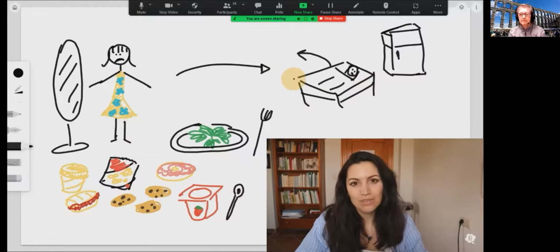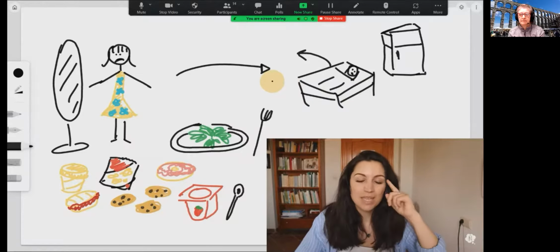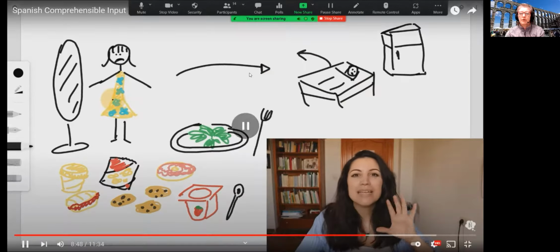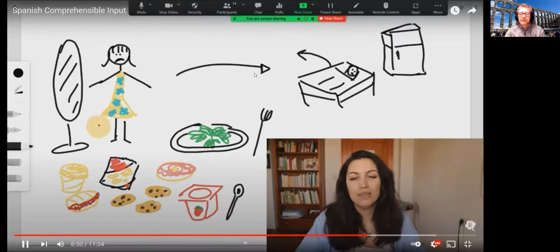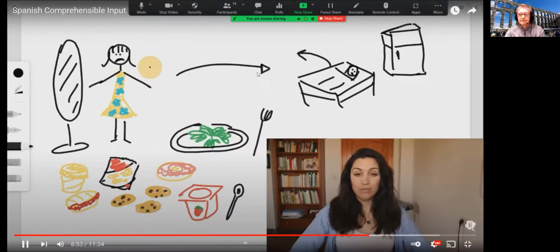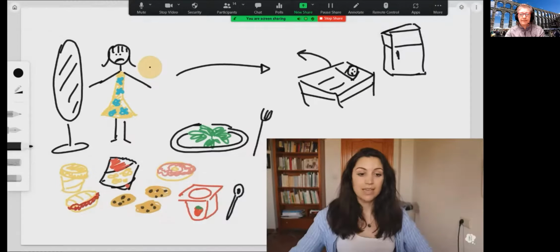El domingo, el último día de la semana, Rosa piensa, voy a probarme mi vestido. Voy a ver, I'm going to try on, qué tal me queda el vestido. I'm going to see what it looks like. ¿Qué tal? What's it like? Rosa se prueba el vestido y se mira en el espejo.